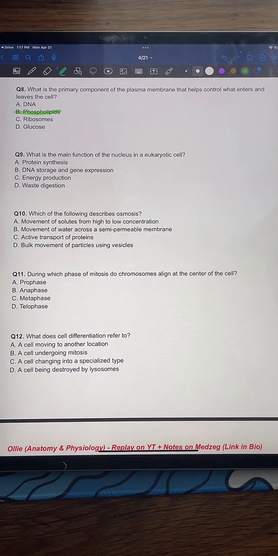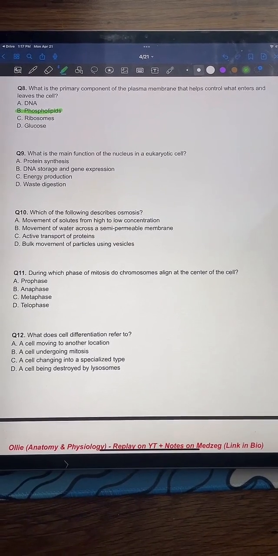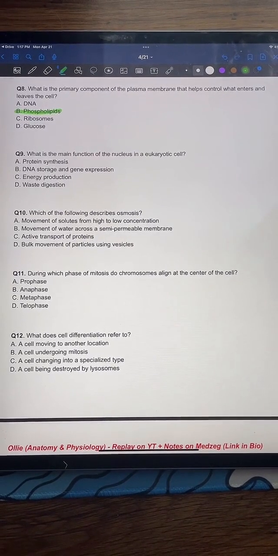Yep, phospholipid bilayer, fluid mosaic model. Yes, that's exactly right.